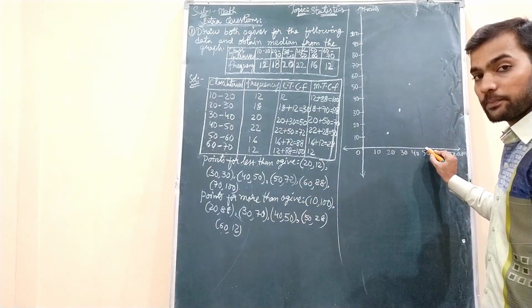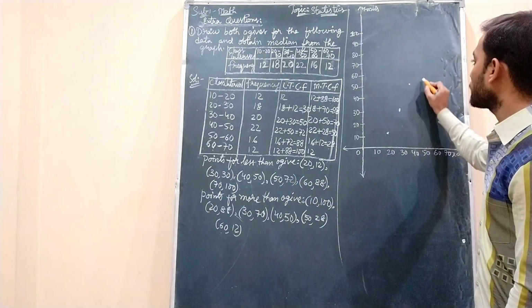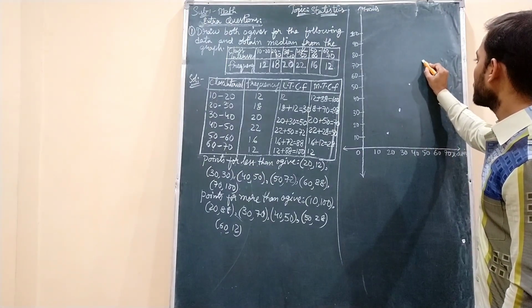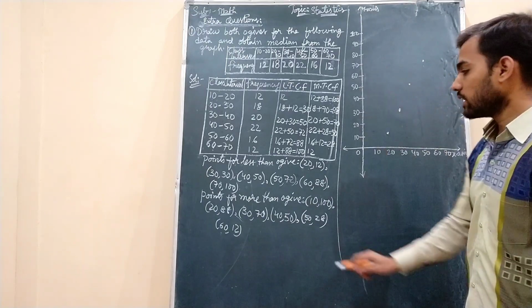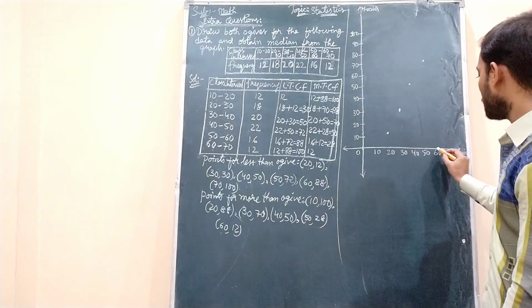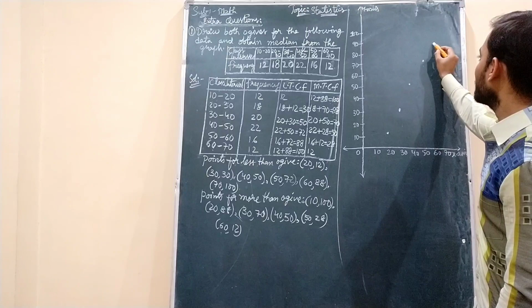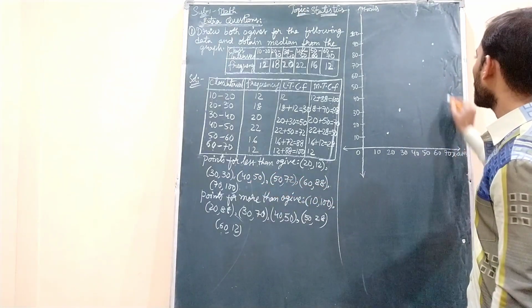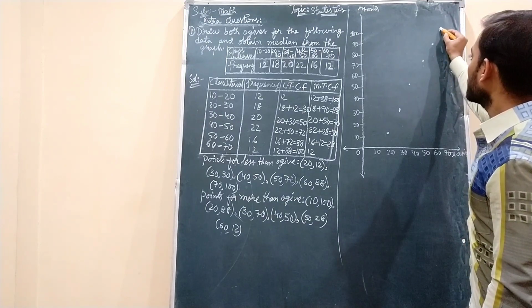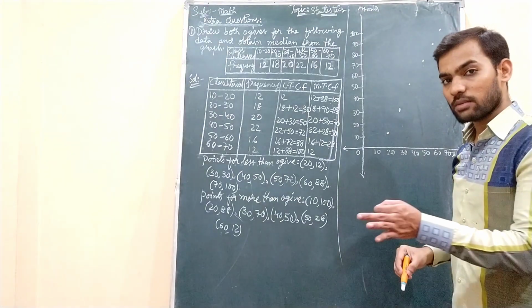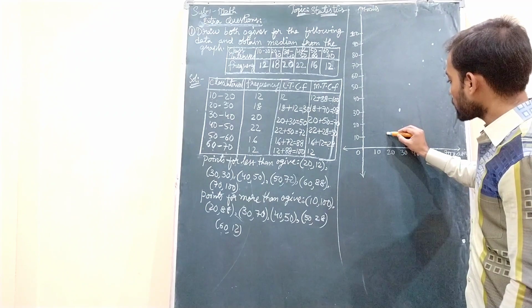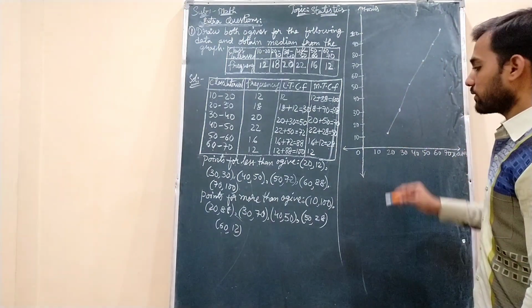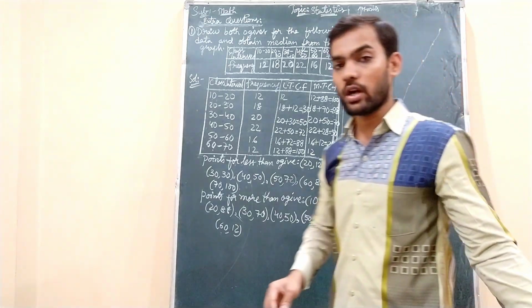So this is 50. On 50 you need to plot 72. So after 70, second line represents 72. Then 60, 88. On 60 you need to plot 88. After 80, 8th line represents 88. And the last point is 70, 100. So after plotting all the points of less than ogive, just join it. Don't go for plotting of more than ogive points. We have joined and we have got less than ogive.